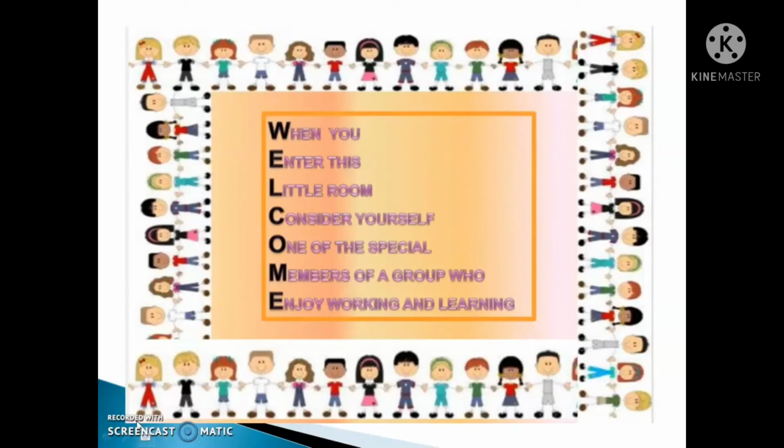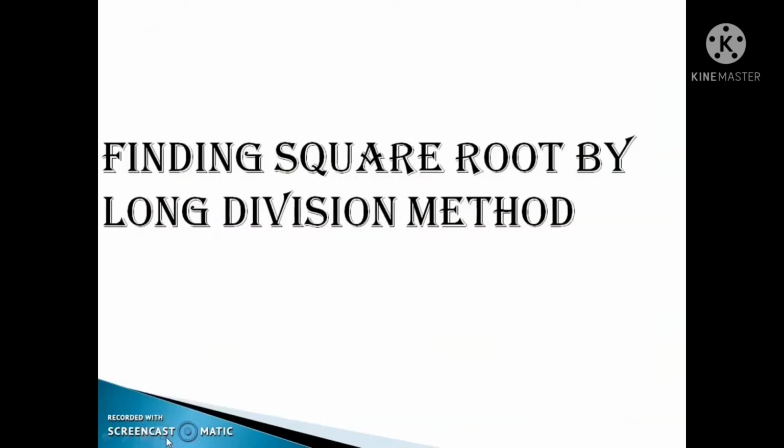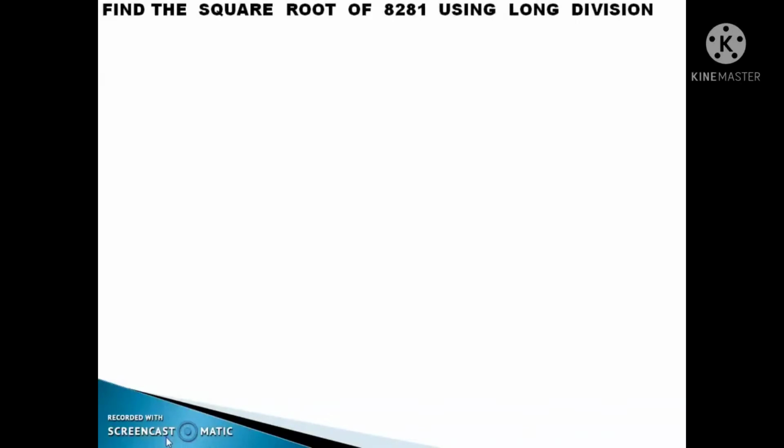Classroom. Today our topic is finding square root by long division method. Find the square root of 8281 using long division. Once again, read the question. Find the square root of 8281 using long division method. So let's see what is the first step.